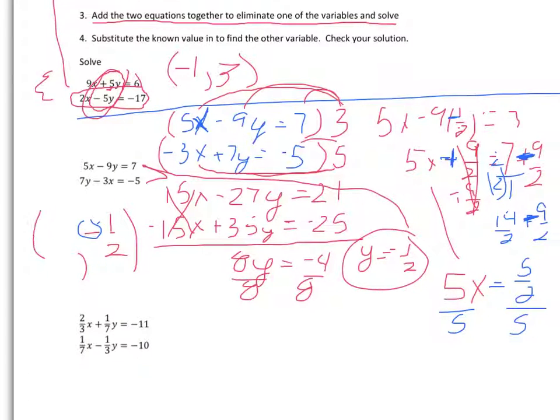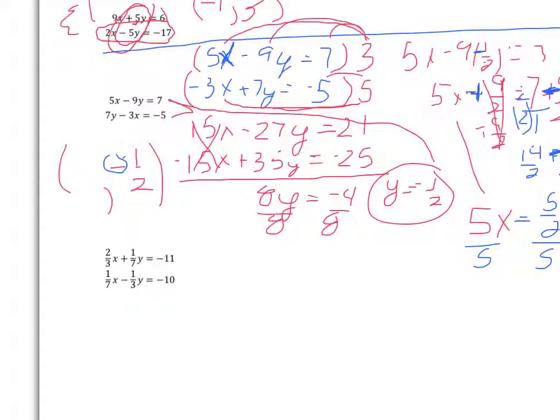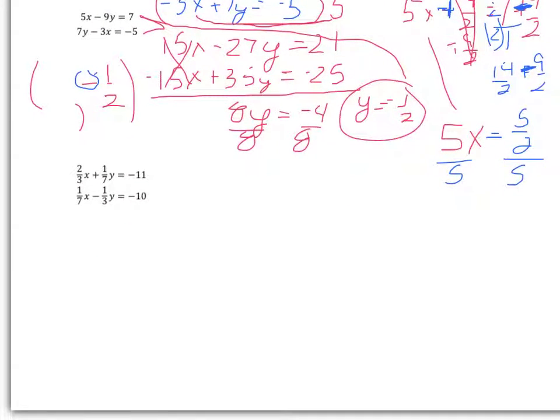Now, here, the division by 5 over here gets cancellation, so we get x equals. Here, that 5 is a 5 over 1, and when we divide a fraction by a fraction, we flip and multiply. So we have 5 halves times 1/5. That 5 cancels with that, so x is 1/2. So y is negative 1/2, x is 1/2. That's the answer to that one.